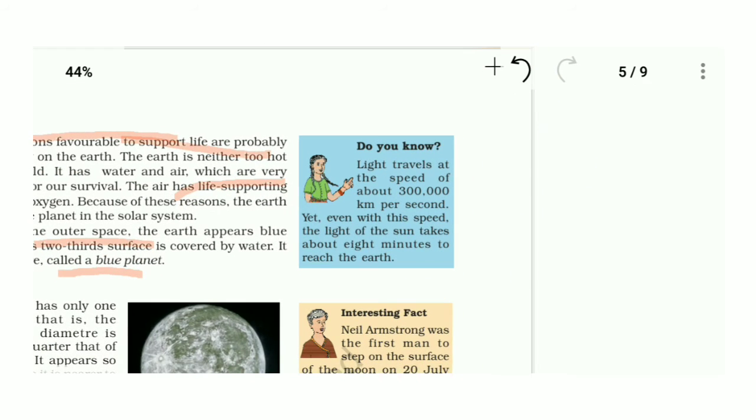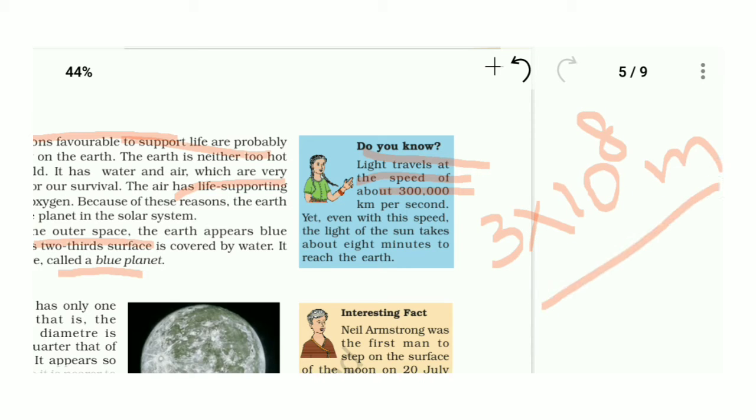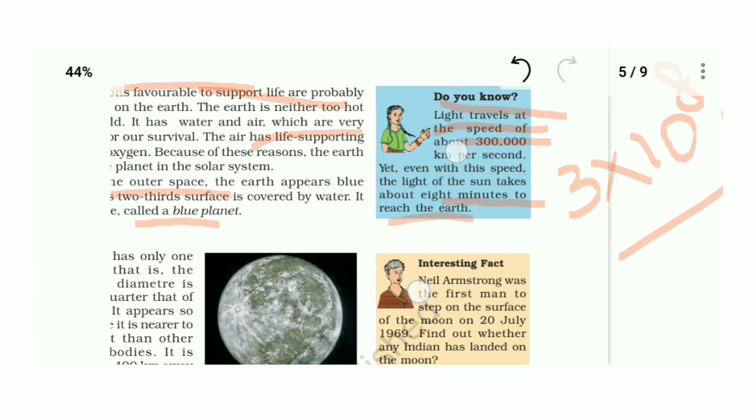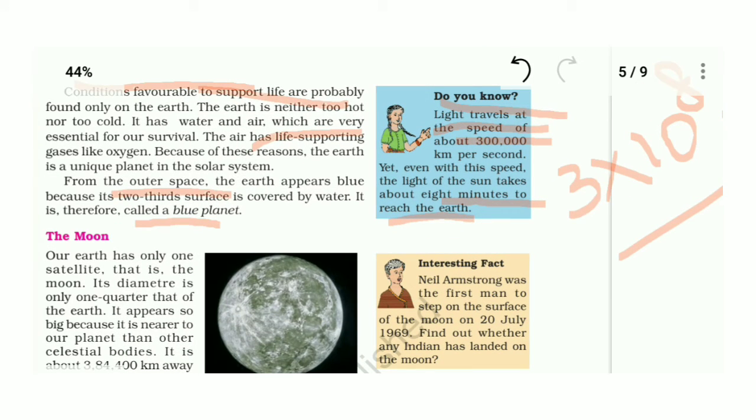And while talking about this, it is given that light travels at about 3 into 10 to the power 8 meters per second, and you can also convert it into kilometers. Yet even with this speed, the light of the sun takes about 8 minutes to reach the earth. Another fact based question: the time taken by sunlight to reach the earth is 8 minutes only.